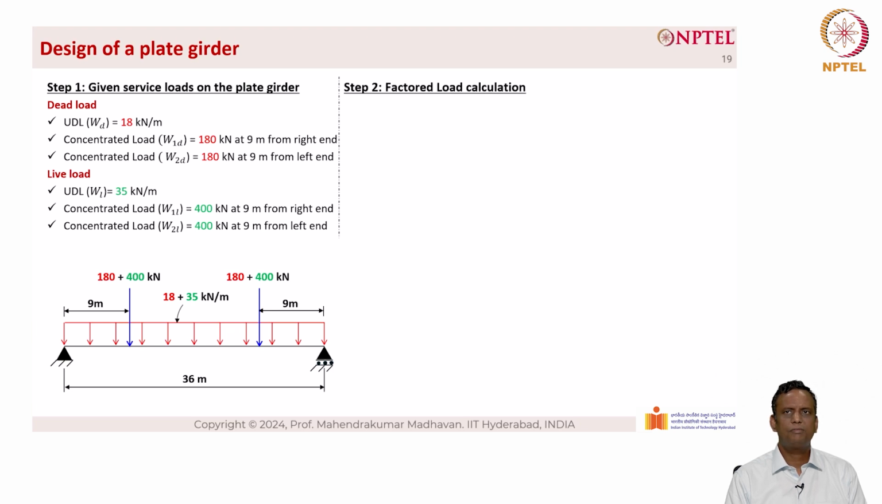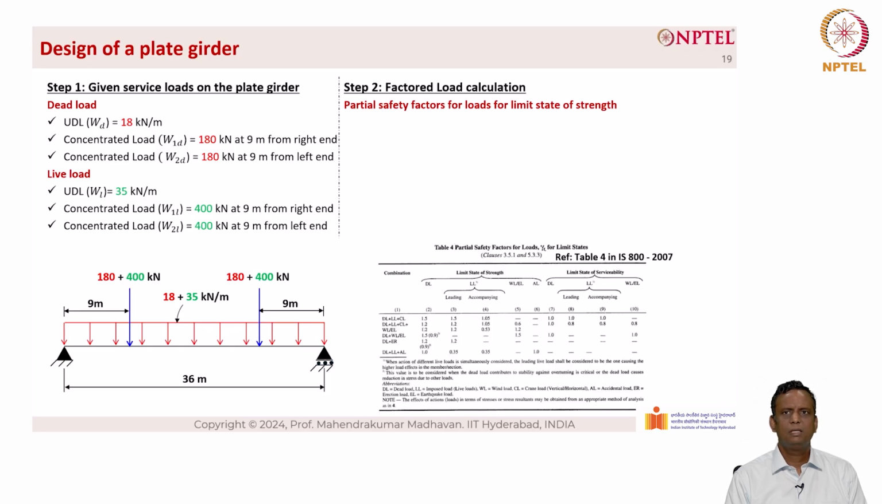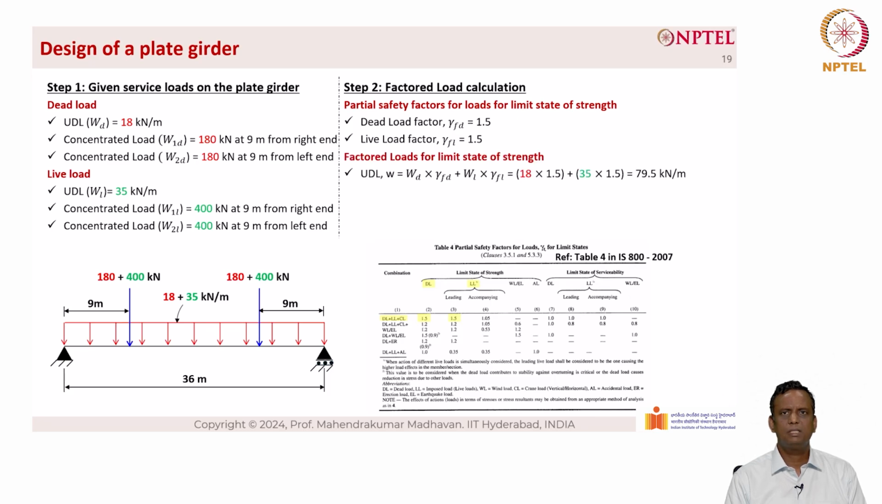Step 2 is to calculate the factored loads, using the partial safety factors for loads for the limit state of strength. You can see Table 4 given below gives the partial safety factors for loads, gamma F, for limit states. So the dead load factor of safety is 1.5 and the live load factor of safety is 1.5. The factored load for limit state of strength is given as UDL W equal to capital W sub D into gamma FD plus capital W sub L into gamma FL, that is equal to 18 into 1.5 plus 35 into 1.5, that is equal to 79.5 kilonewton per meter.